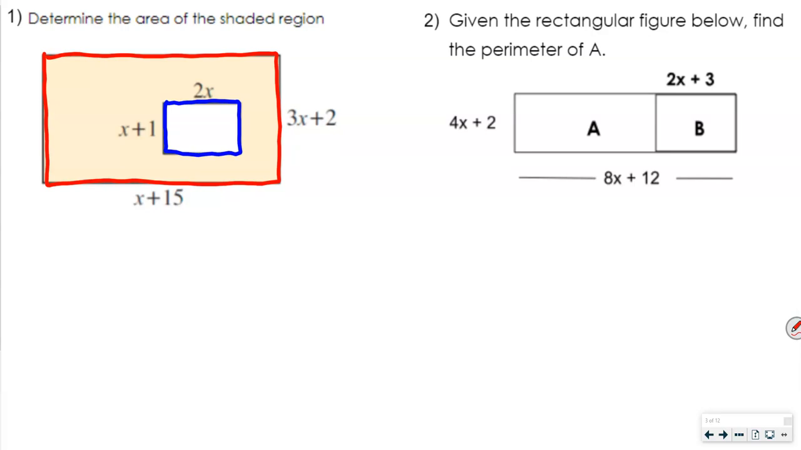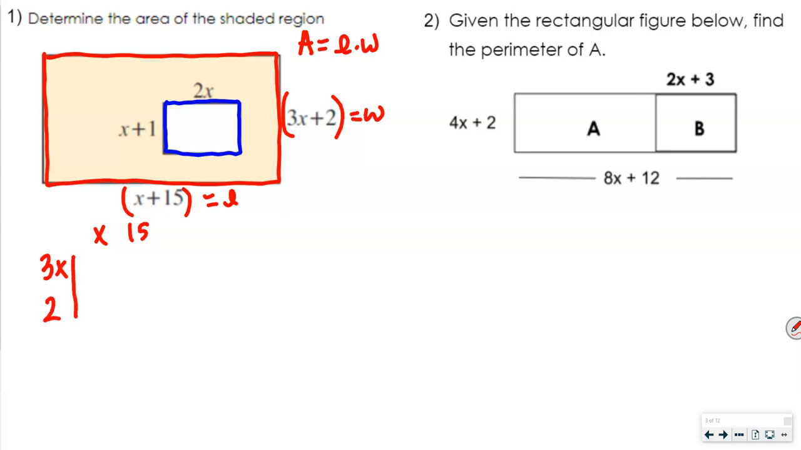So to do that, we're going to multiply x plus 15 times 3x plus 2, because that's how we find area, right? Area is equal to length times width, okay? And we'll just say this is our length and this is our width, okay? So to do that, we're going to use the box method. So I'm going to do x and 15 up here, and I'm going to do 3x and 2 over here. I'm going to create a box here.